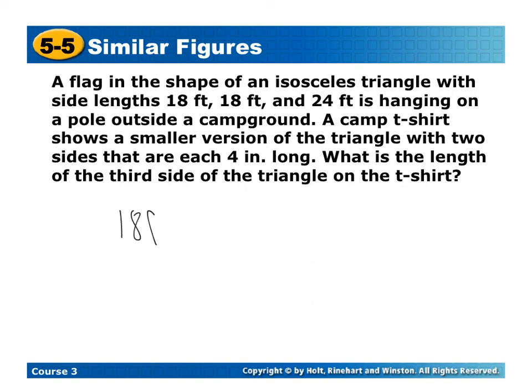So I have 18 feet to 4 inches is the same as 24 feet to x inches. So you do 4 times 24, divide that by 18. So 4 times 24 is 96. 96 divided by 18, it's going to give us 5.3 inches.